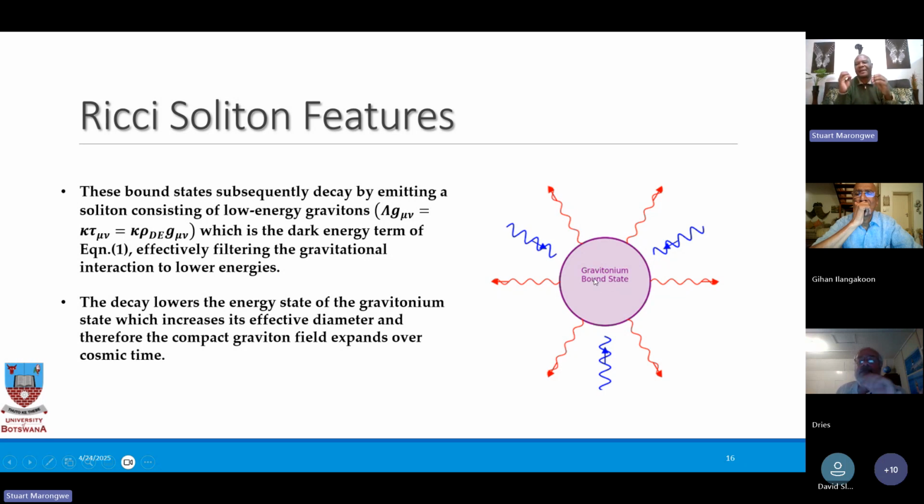The gravitons have a unique ability: because they are made of energy, they can attract each other. So they form a gravitonium state, a bunch of high energy gravitons. Only the weak ones can escape. So this is the gravitonium state.